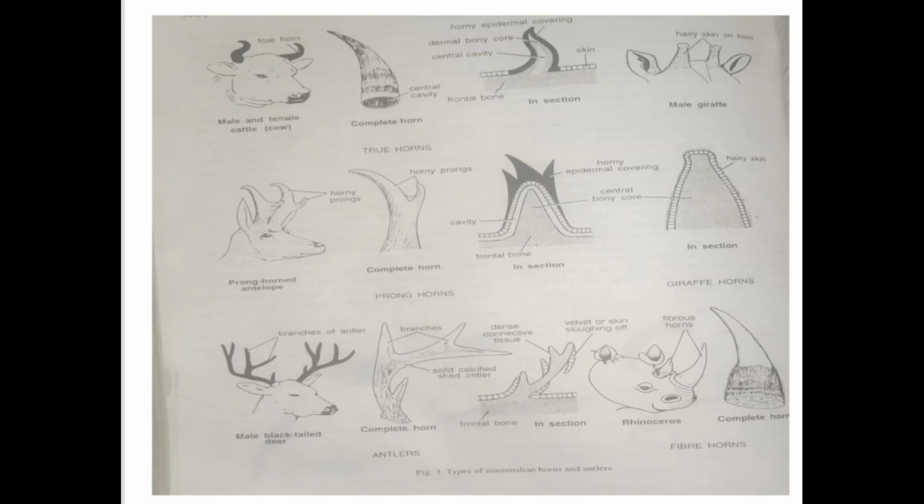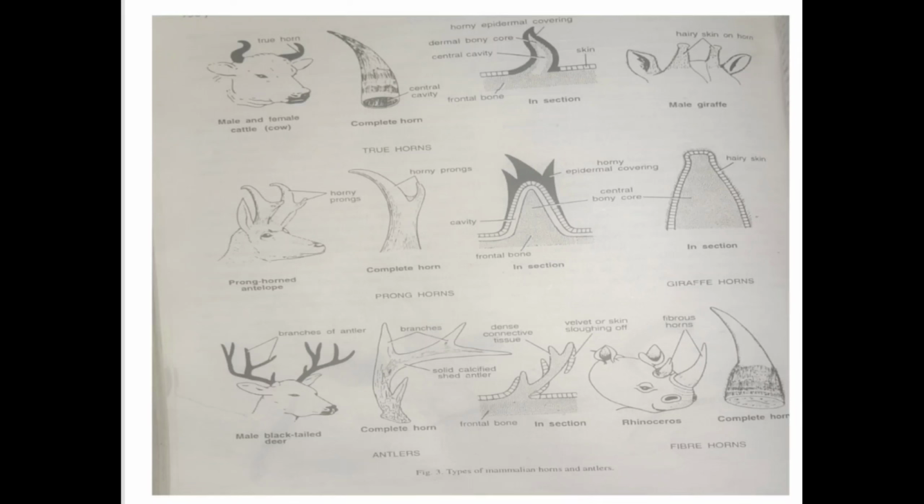Now the horns of giraffe are stunted. These are unbranched. They are also permanent in nature, but unlike antlers, they are not shed annually. They are not branched in nature. They are smaller in size, and they are present in both sexes.